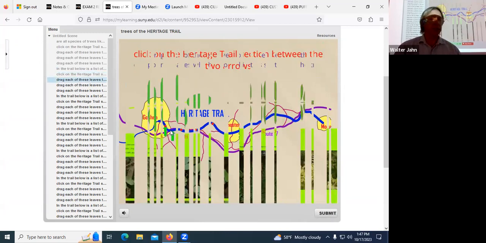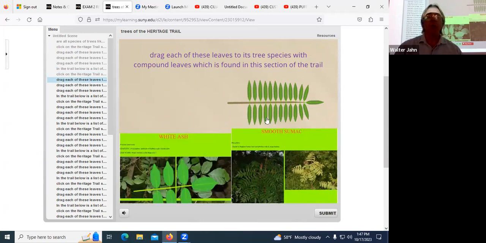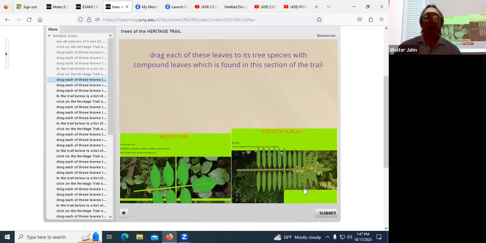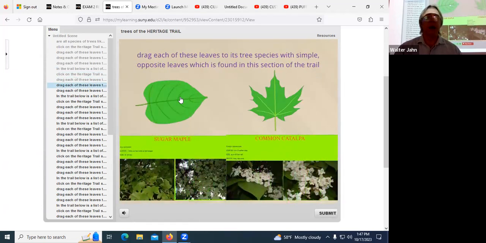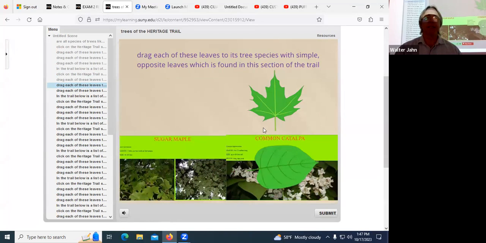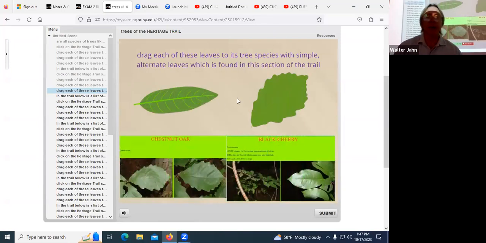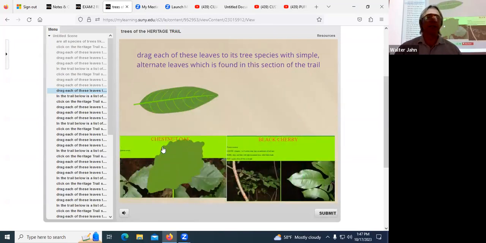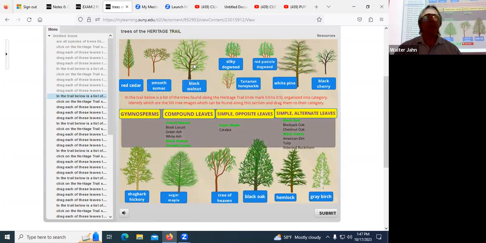So if I were to do the next section, I just repeat that. Along this way, you'll see different trees with compound leaves. So you would see white ash and smooth sumac. You would see different plants with simple opposite leaves. You would see common catalpa, which has flowers. Sugar maple, that was the same as last time. So sometimes you'll see the same trees here. Now you'll see some ones with alternate leaves like chestnut oak, black cherry, submit. Okay, and then I would do this again.